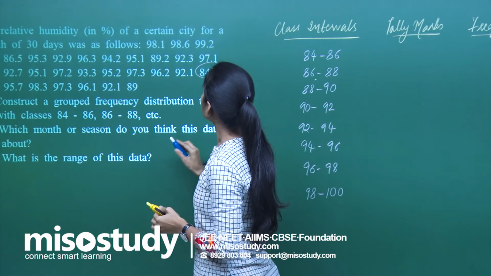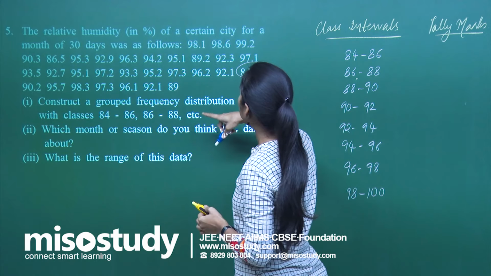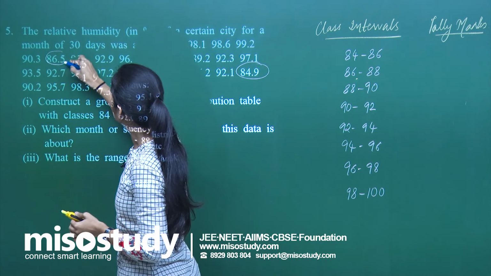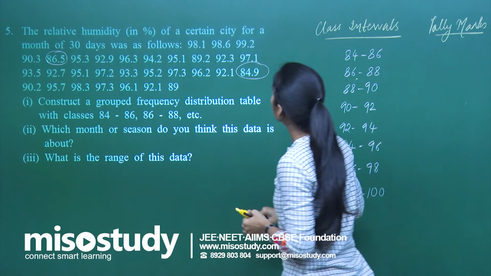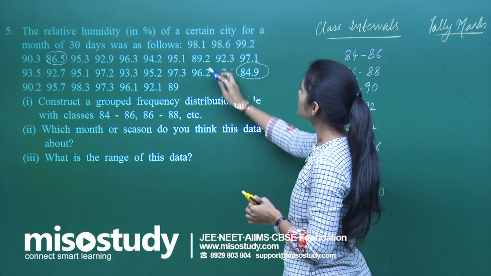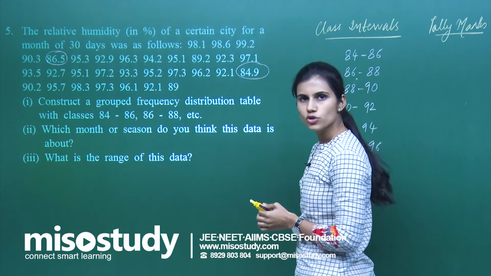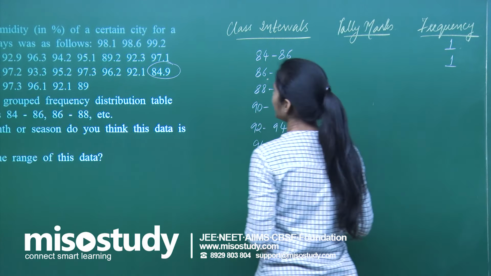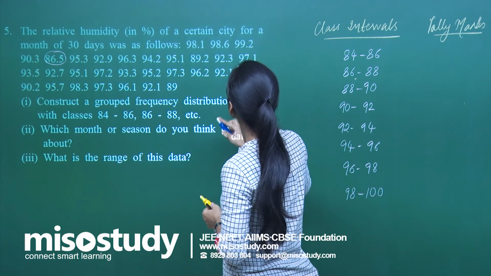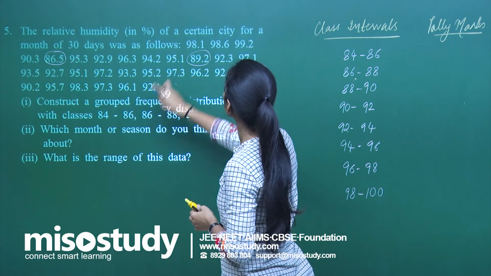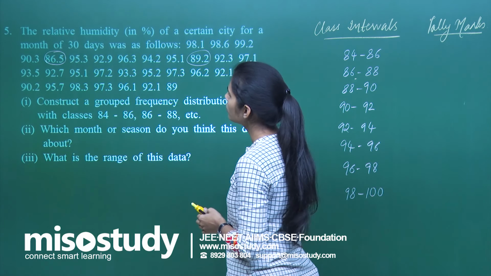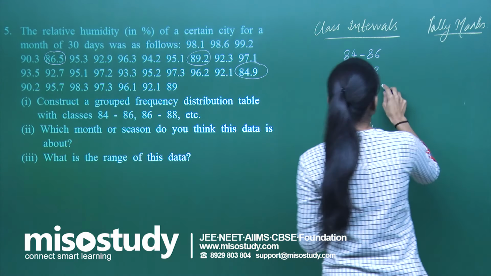86 to 88: this is not there, this is there. So 1. And that is it, this is also beyond 88. So you have just 1. 88 to 90: yes, you have this 89.2 and that is it, because 90 you are not allowed to include. So again 1.